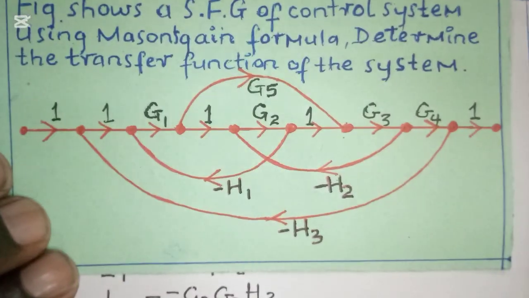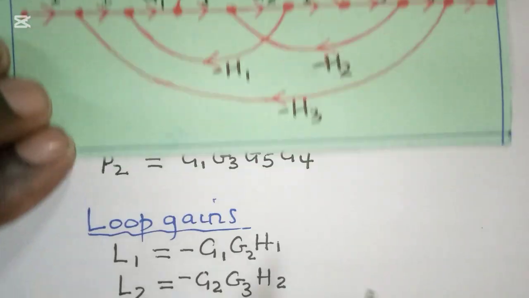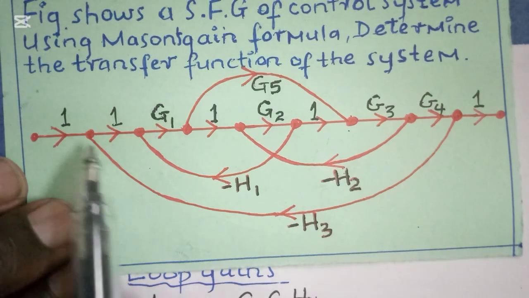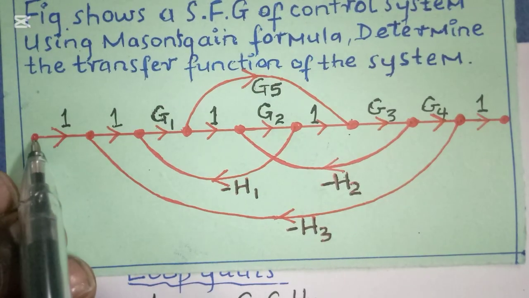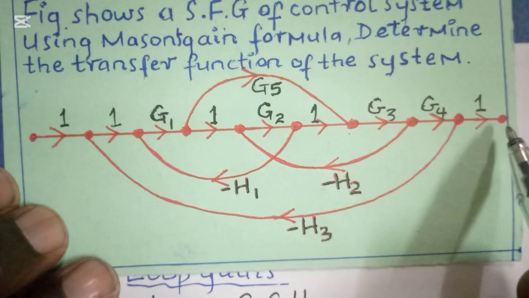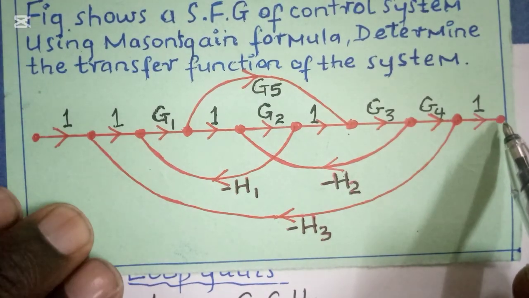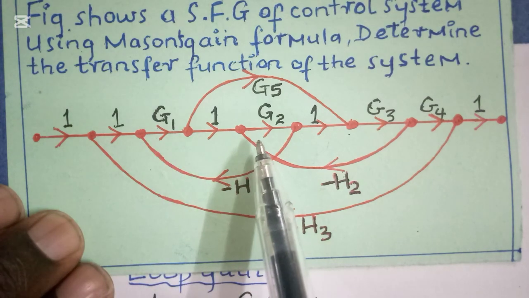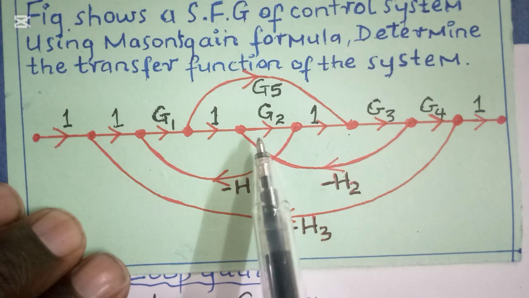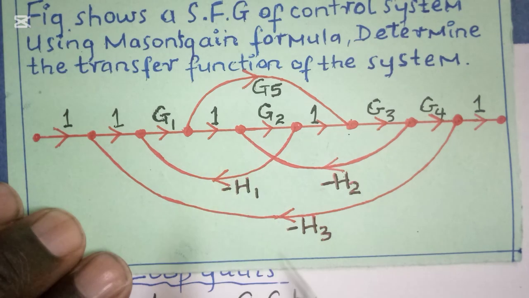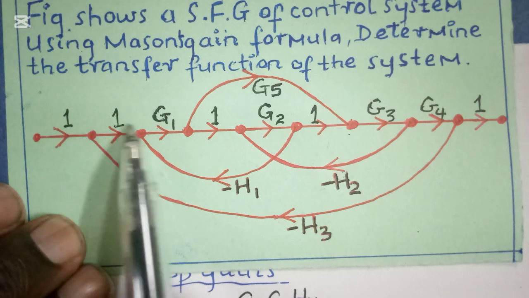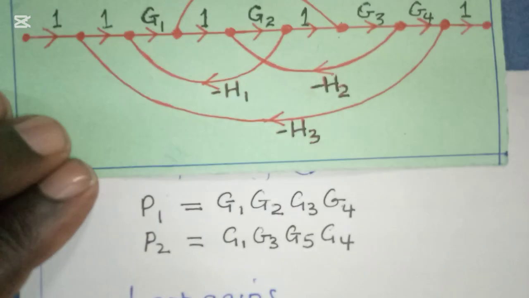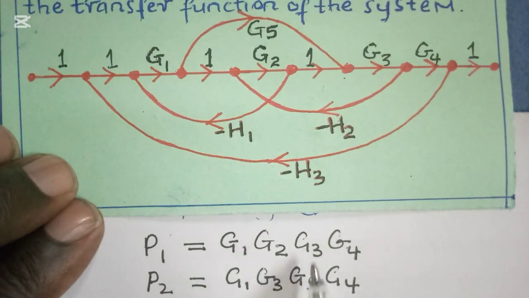So guys, we begin once again with what we call the forward path gain. The forward path gain is just a path from the source of the signal up to the sink or the destination of the signal. That path forward without traversing any node twice is what we call the forward path. The first forward path is from here to here, straight. We have G1, G2, G3, G4.